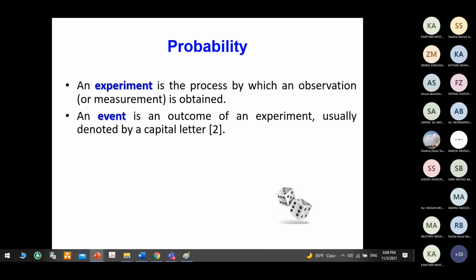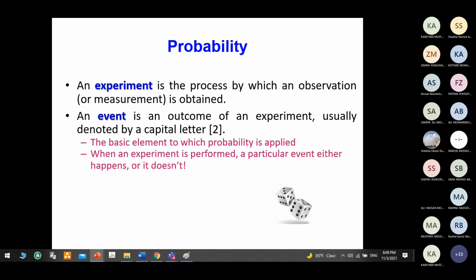An event is the outcome of an experiment. It means when I toss the coin, I get head or I get tail. Head is an event, tail is another event, you see? So events are produced by the experiments. The experiment is what I do, the process, and it comes up with outputs. These outputs represent events. An event is the basic element to which probability is applied. When we have an experiment, we will have events. It could happen, it could not.